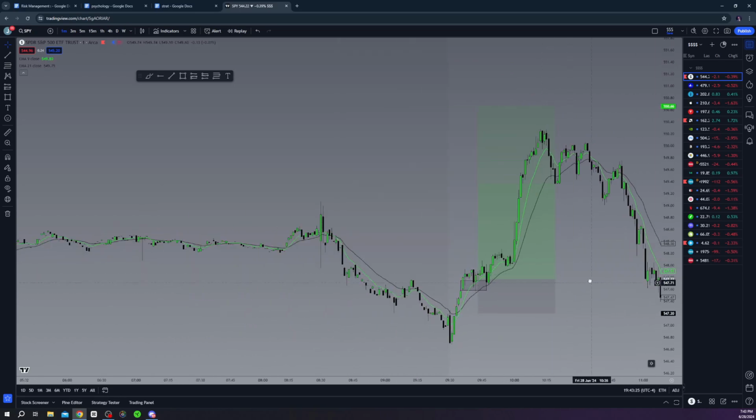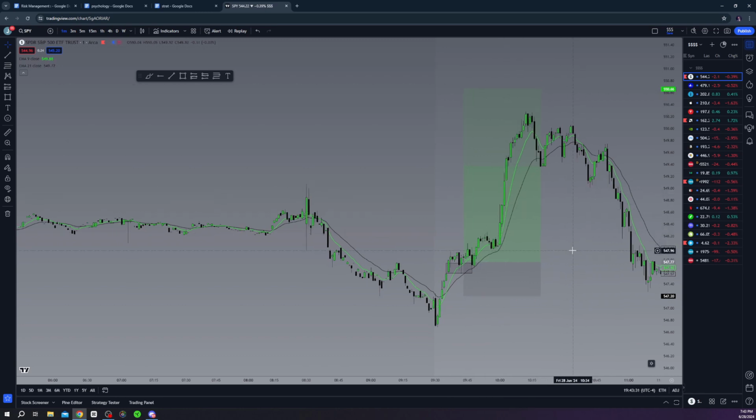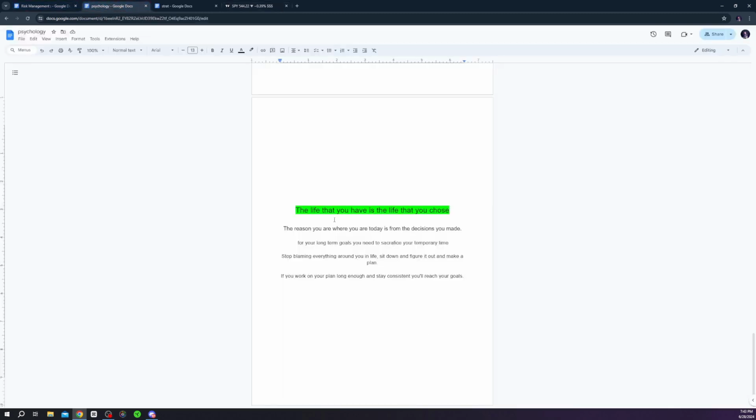Easy trade. Because you saw the EMA crossover, you saw the fair value gap, you saw the liquidity sweep, you saw the break of structure. Everything looks very, very good. So, that is the 9 and the 21.